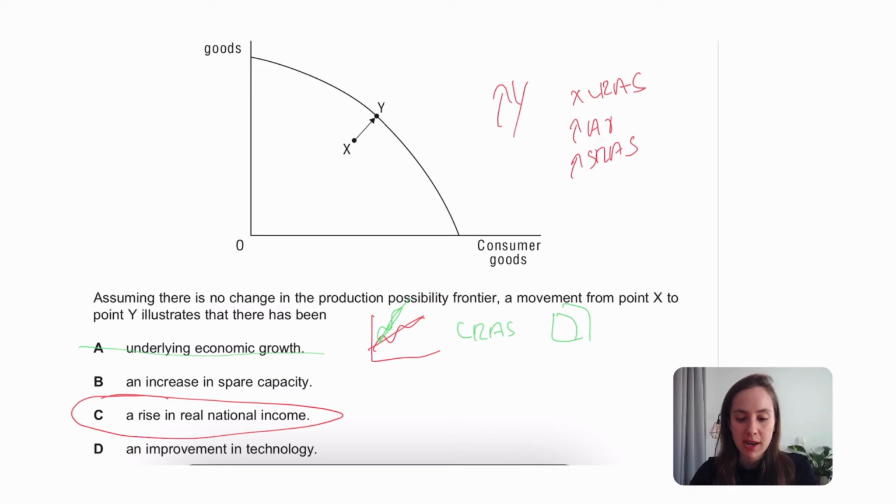An increase in spare capacity is definitely not the case now. There is no spare capacity at Y. You're fully utilizing all your resources. An improvement in technology would shift the PPF again. So through elimination, we're left at C, but also C is right because, as I said in the beginning, there's been more income because there's more capital goods and more consumer goods produced.